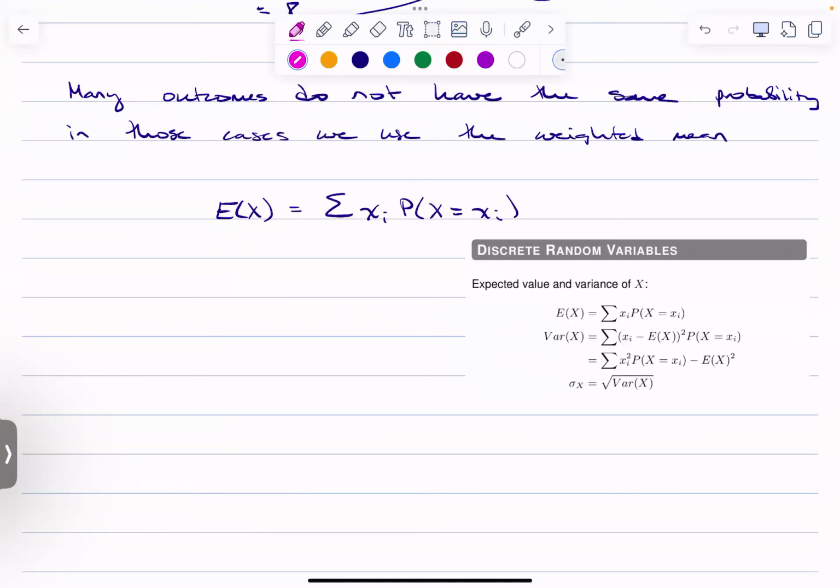So here, that's this guy here. The variance looks scary, but it's not. Well, okay, maybe it is. But I'm not going to make you go too hard on it.